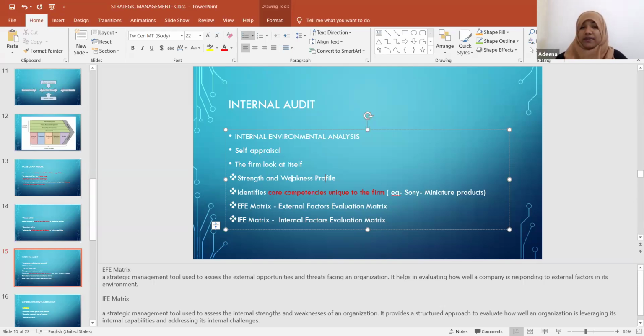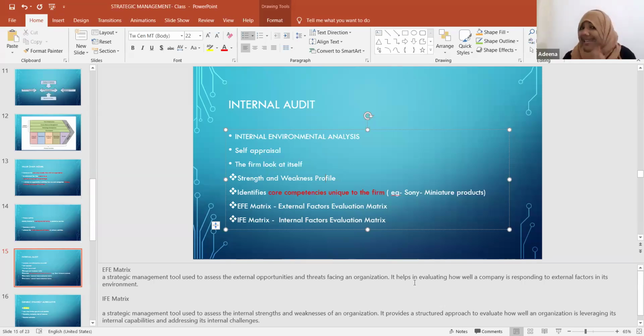The two metrics used for this audit are the EFE matrix, that is the external factor evaluation matrix, and the IFE matrix, that is the internal factor evaluation matrix. The External Factor Evaluation matrix is a strategic management tool used to assess the external opportunities and threats the organization is facing. By using this matrix, the organization could evaluate how the company is responding to the threats happening from the external environment, and how the organization uses its internal strengths to deal with the factors that are threatening it from the outside environment.